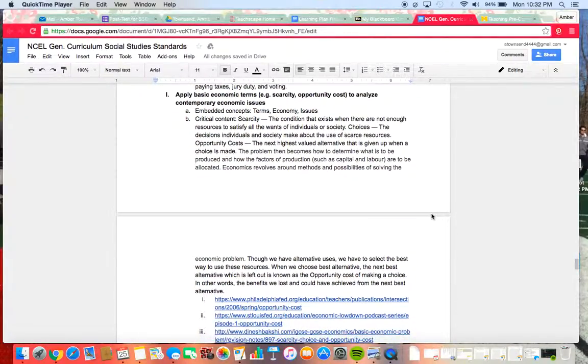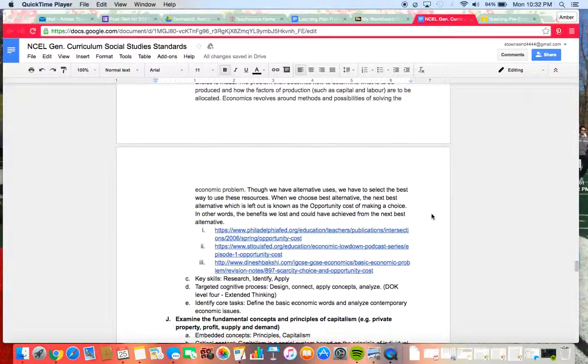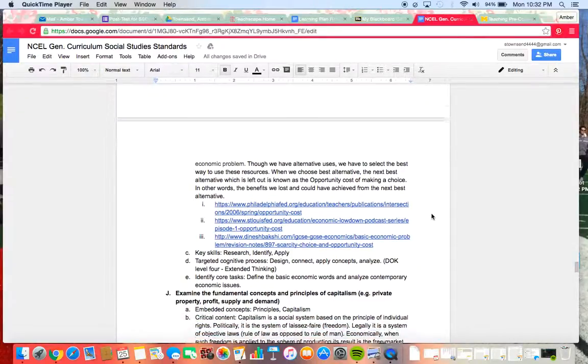The next one is apply basic economic terms, scarcity, opportunity cost, to analyze contemporary economic issues. And the task that I pulled from that was to define the basic economic words and analyze contemporary economic issues.